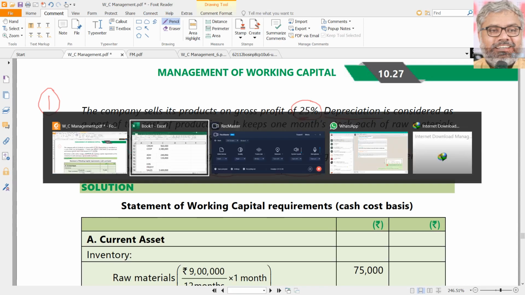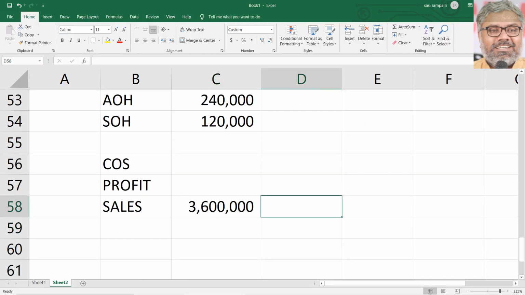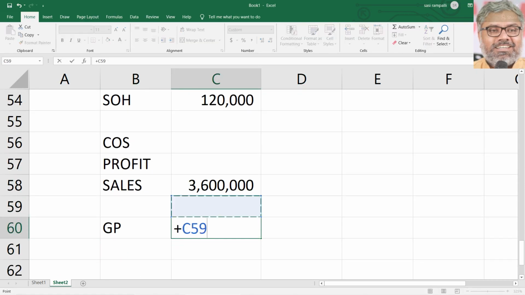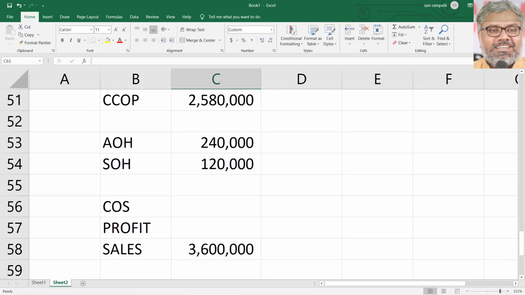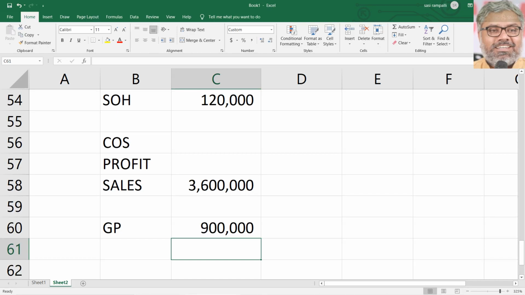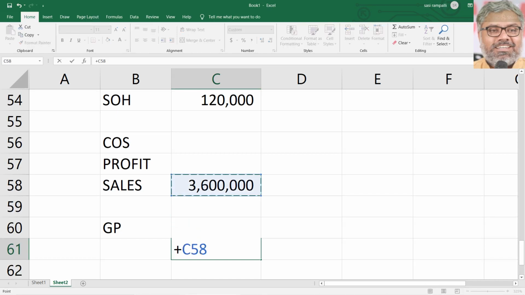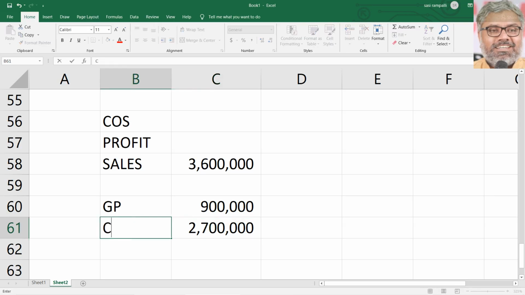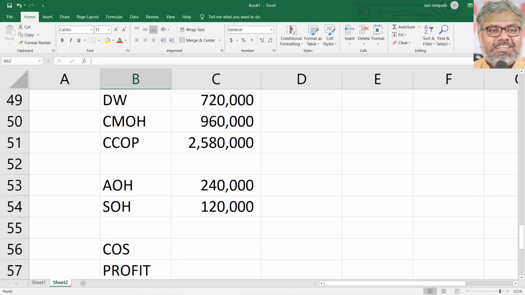So 25% gross profit means, first of all, how much would be the gross profit? 25% of 36 lakhs, which means 9 lakhs, right? 9 lakhs is the gross profit. That means how much should be the cost of production, ideally speaking? It should be 27 lakhs. Cost of production should be 27 lakhs. Of course, admin and selling will come later. Those are not part of gross profit. That will be after the gross profit. In the P&L items, these two are.